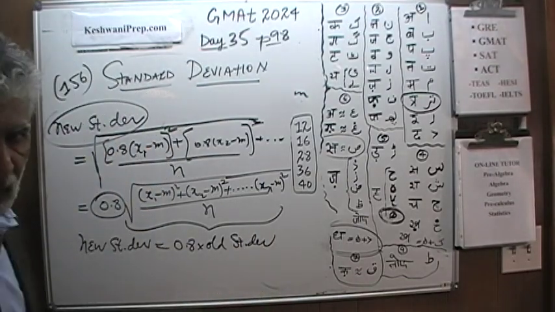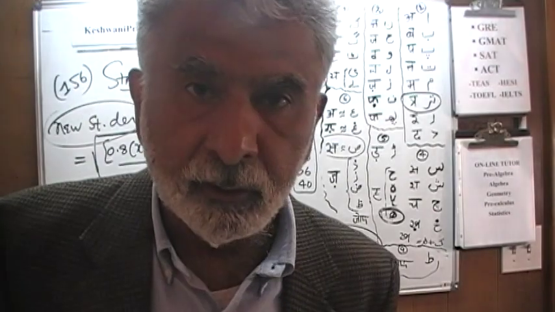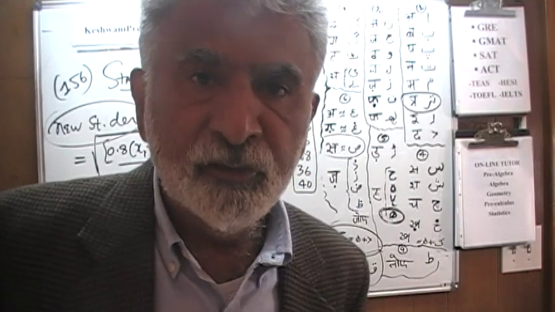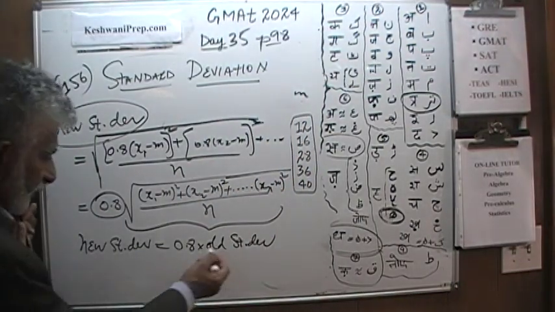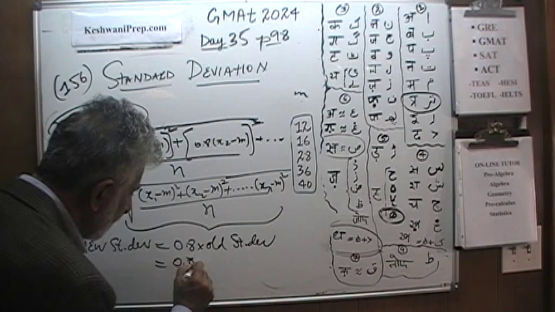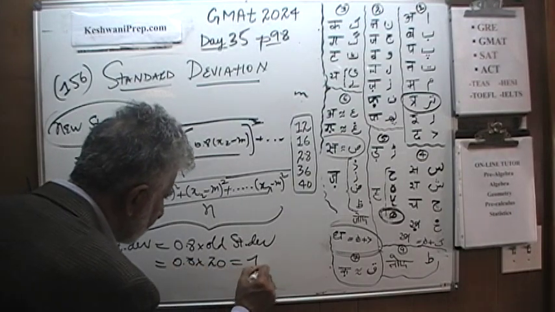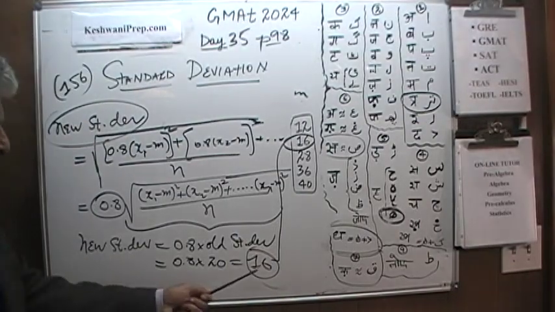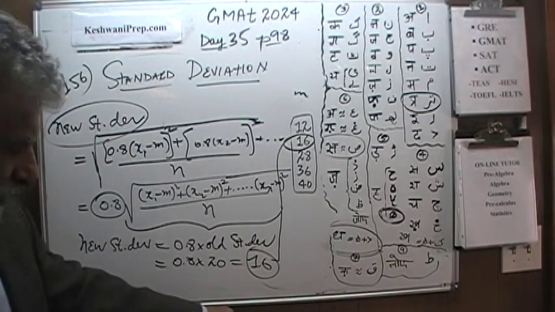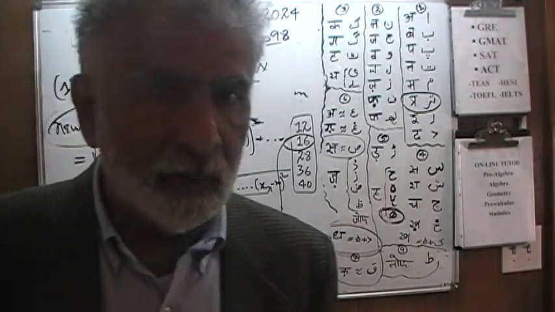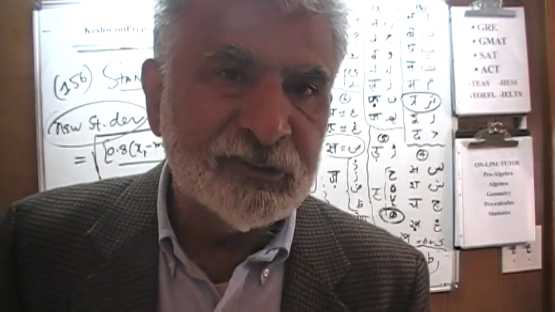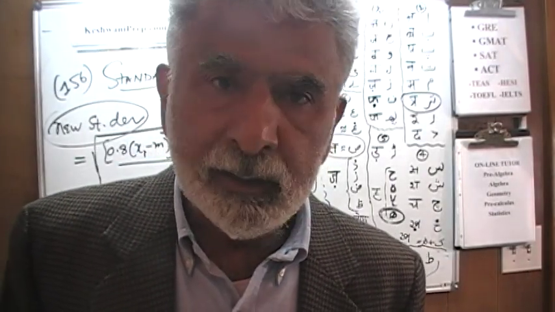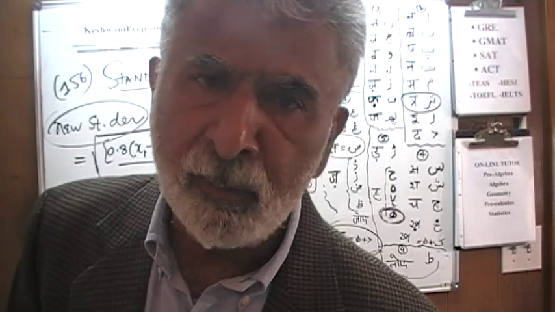And the question was, what happens to the standard deviation? Now we know the answer. It will just be 80% of the old standard deviation. The old standard deviation was 20, so it's 0.8 times 20, which gives us 16. The new deviation will simply be 80% of the old standard deviation. Whatever extra we are adding to each score, that does not change the distribution of the observations.